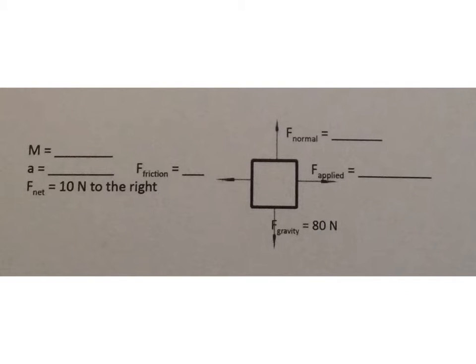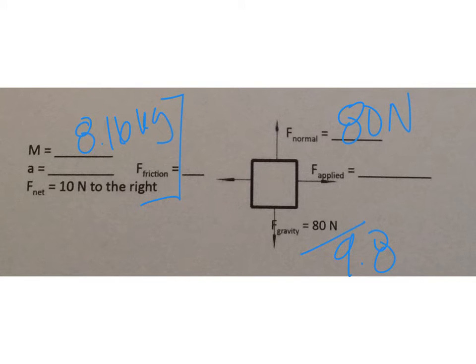For the third one, I actually didn't give you enough information to finish this whole thing, which is my bad. But we can fill in what we do know. So you've got your force of gravity. So again, you can fill in your normal force of 80 newtons. And then you are given your net force of 10 newtons to the right. We can find the mass, which is going to take your force of gravity, divide that by 9.8. You're going to get 8.16 kilograms.